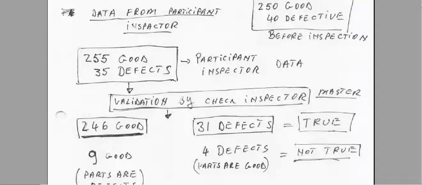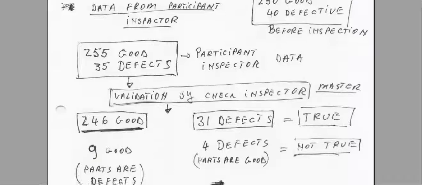We can see that the participant inspector identified 255 good parts and 35 defective. So now, compared to the standard or the check inspector, out of this 255, only 246 parts were good and 31 defective, which is a true statement here.